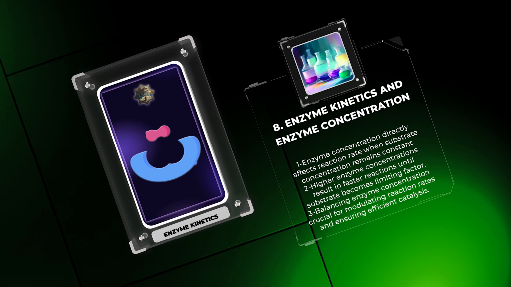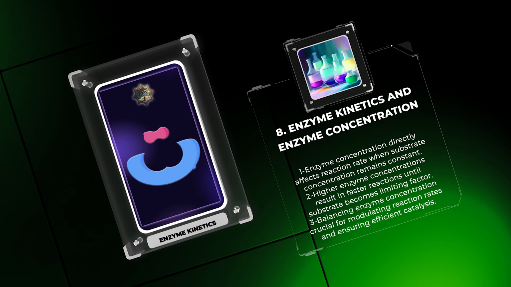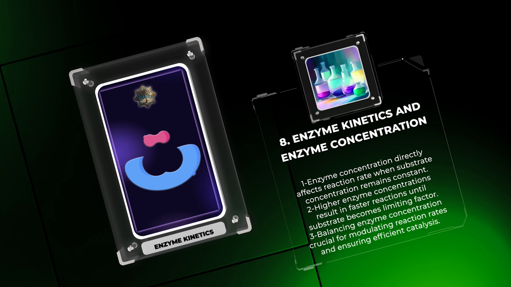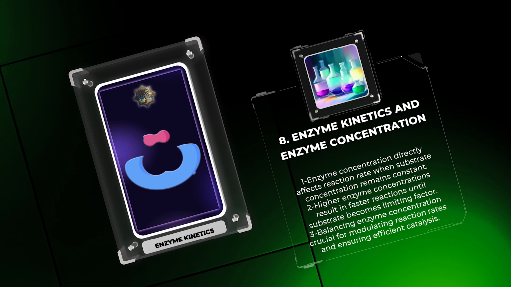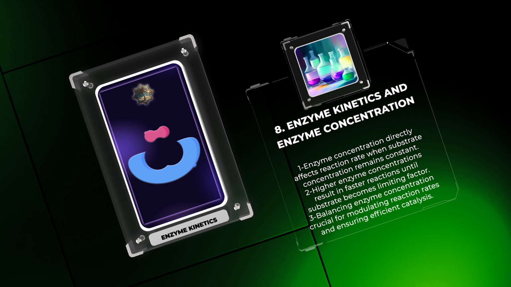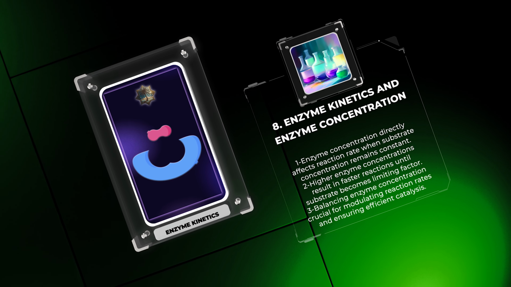Shifting our focus, let us consider how enzyme concentration impacts catalytic activity. When substrate concentration remains constant, enzyme concentration directly affects the reaction rate. Higher enzyme concentrations result in faster reactions until the substrate becomes the limiting factor. Balancing enzyme concentration is crucial for modulating reaction rates and ensuring efficient catalysis.